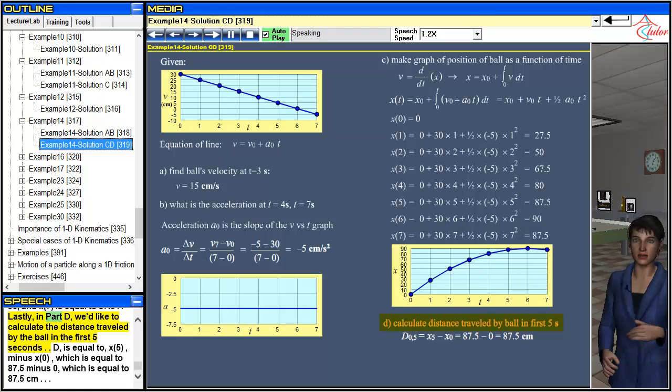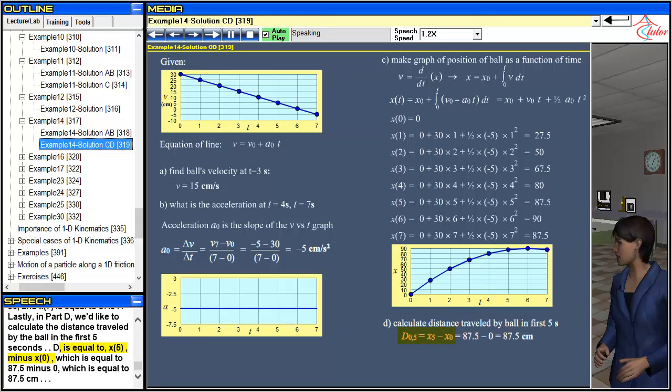Lastly, in part D, we'd like to calculate the distance traveled by the ball in the first 5 seconds. d is equal to x at time 5 minus x at time 0, which is equal to 87.5 minus 0, which is equal to 87.5 centimeters.